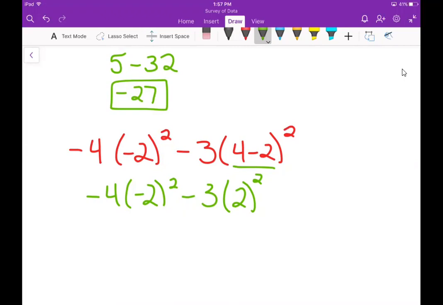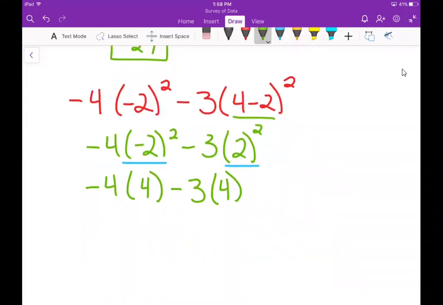So my next step is to do exponents. So I'm going to simplify both (-2) squared and 2 squared, and I can do that in the same step just so long as I do it from left to right. So here I've got -4. If I take -2 in parentheses and square it, what's my answer? It should be a +4. Then -3 times 2 squared, and 2 squared is also 4.